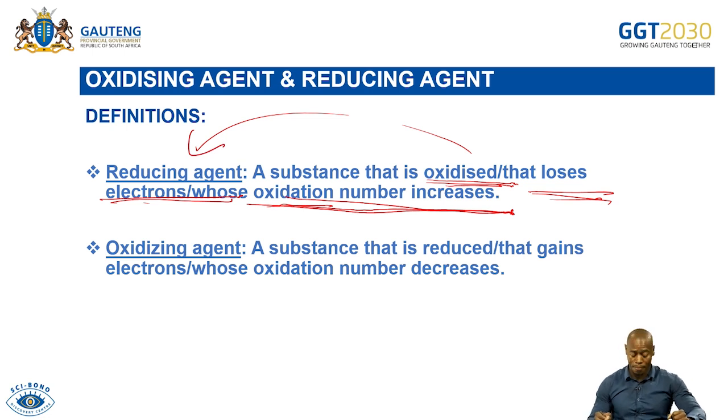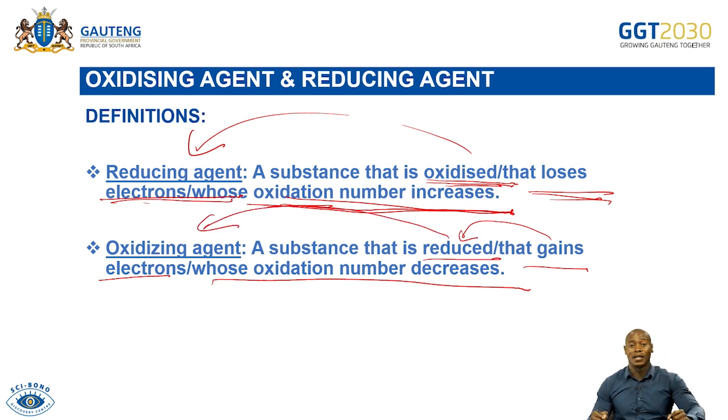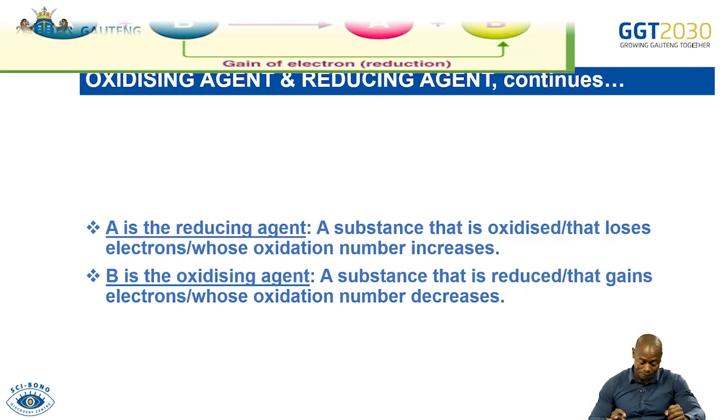Okay? If there's a decrease in oxidation number, it means that a substance is gaining electrons. And the substance that gains electrons, we say it is being reduced. And the substance that is being reduced is called the oxidizing agent. So let's not forget that. So that is the reducing agent and the oxidizing agent.